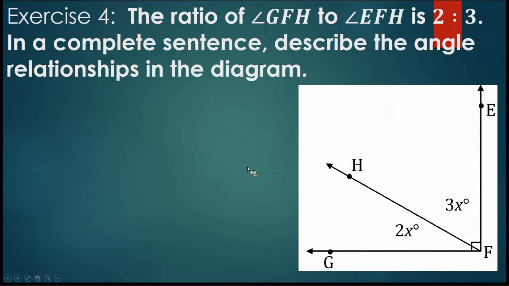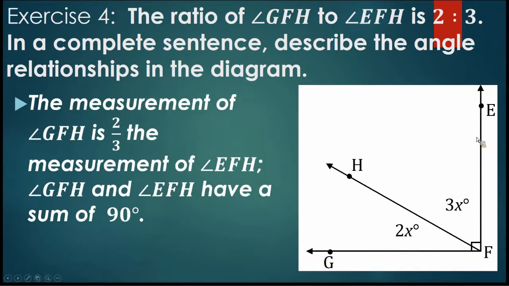Exercise 4. The ratio of angle GFH to EFH is 2 to 3. In a complete sentence, describe the angle relationships in the diagram. So observe, we have this little box in the corner that means GFE is a right angle. GFH and HFE are adjacent angles, which means these angles added up would equal 90 degrees.